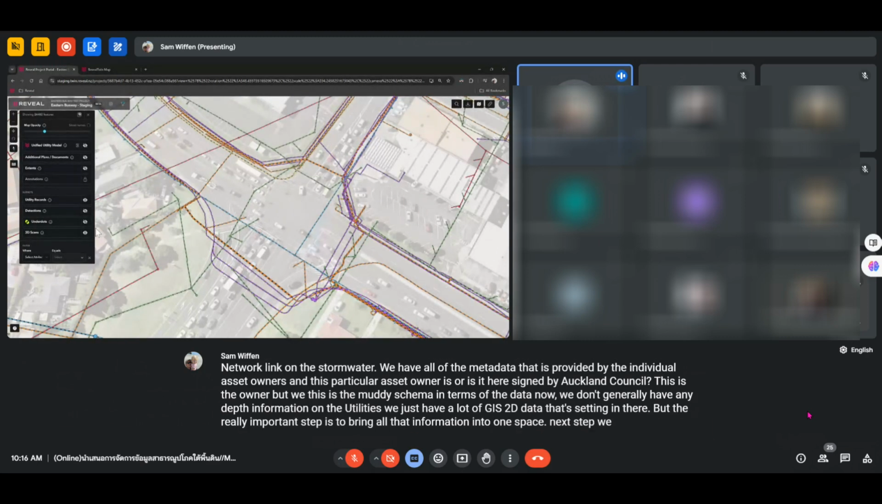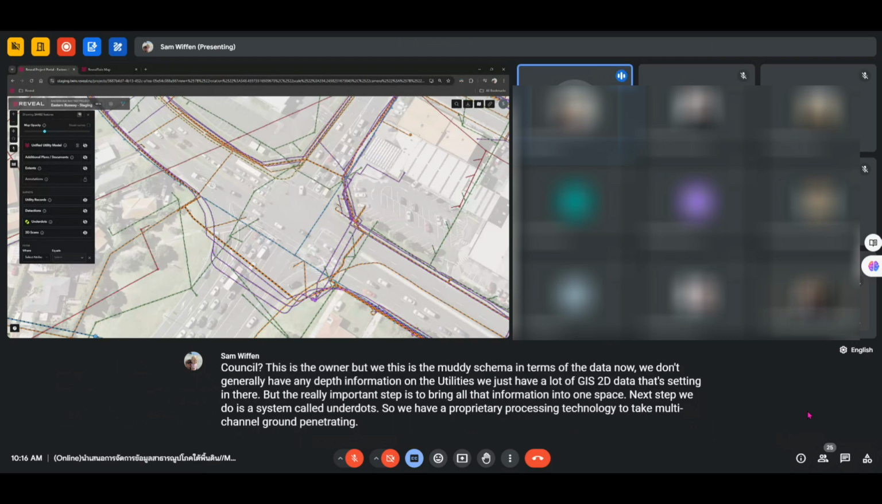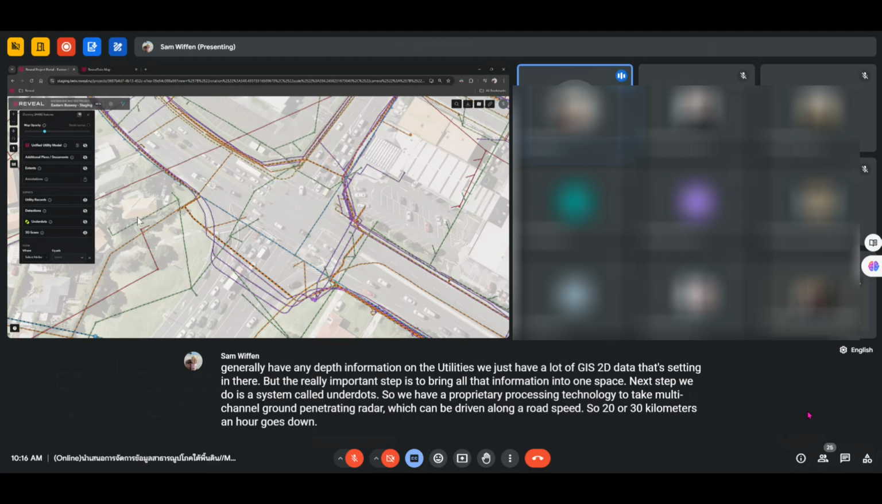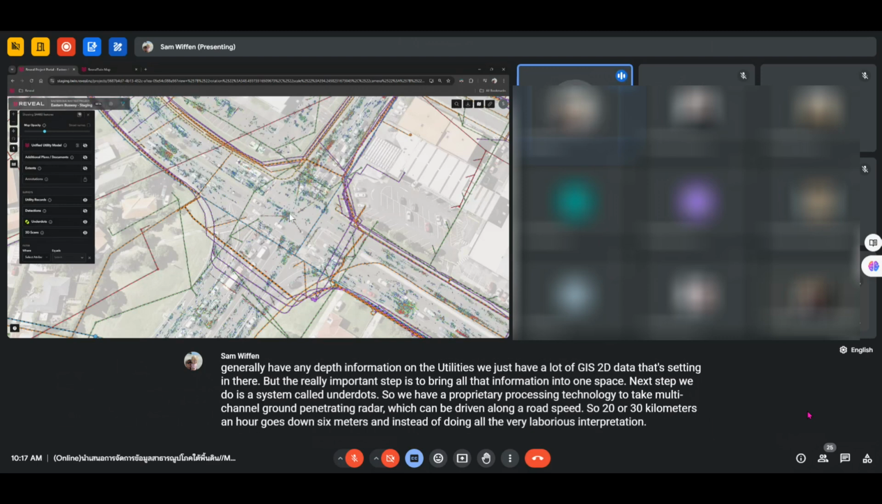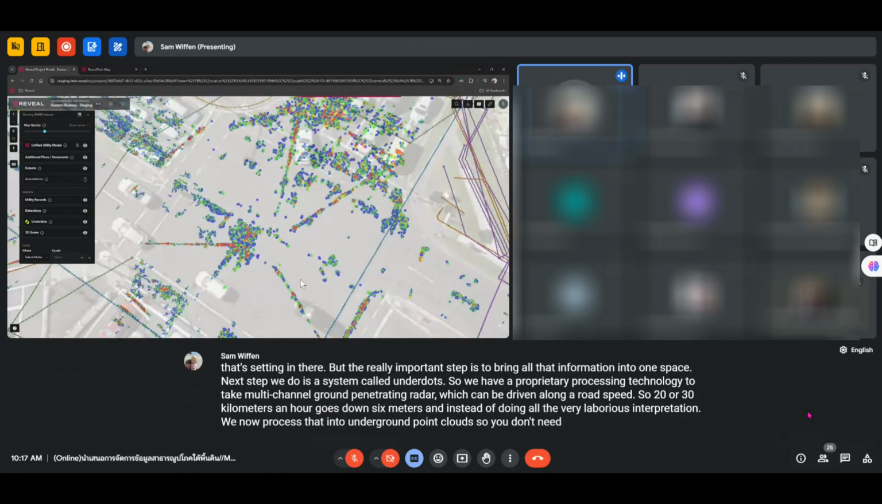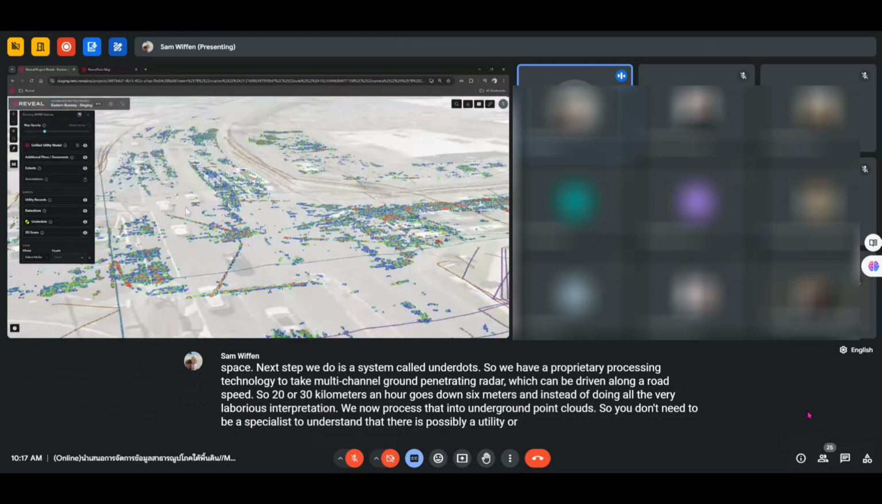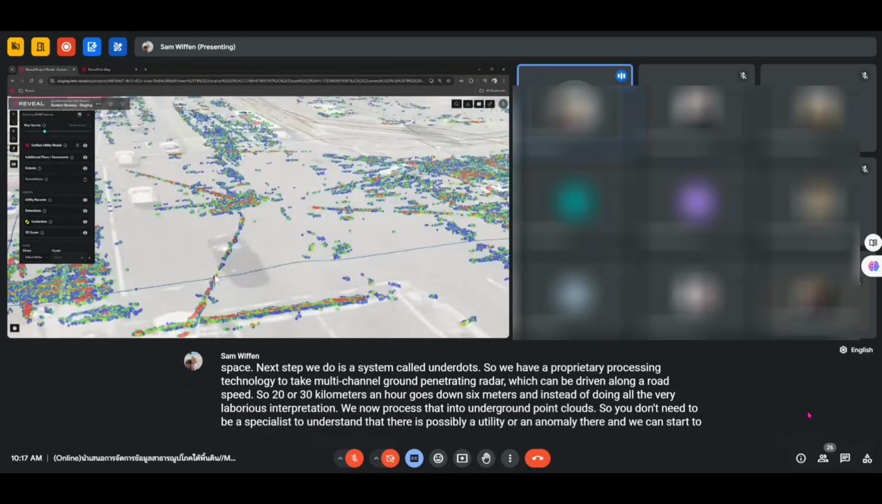Next step we do is a system called Underdots. So we have a proprietary processing technology to take multi-channel ground penetrating radar, which can be driven along at road speed, so 20 or 30 kilometers an hour, goes down 6 meters. And instead of doing all the very laborious interpretation, we now process that into underground point clouds. So you don't need to be a specialist to understand that there is possibly a utility or an anomaly there, and we can start to see these underground point clouds.